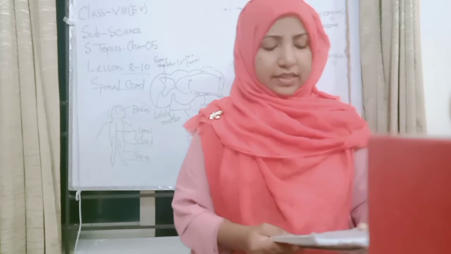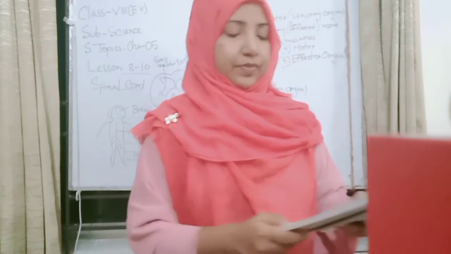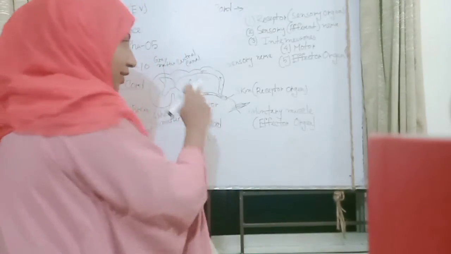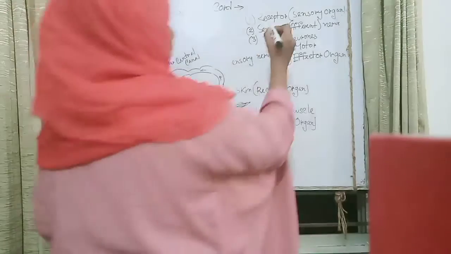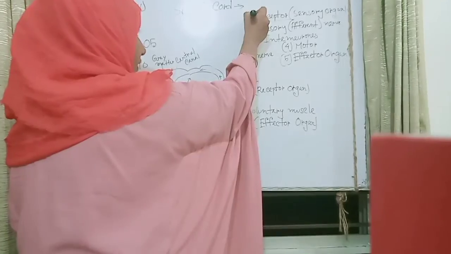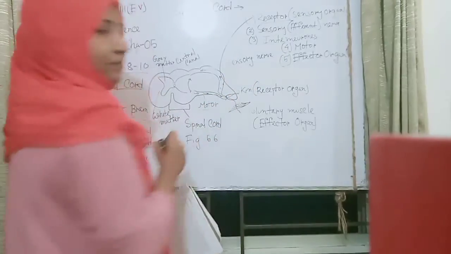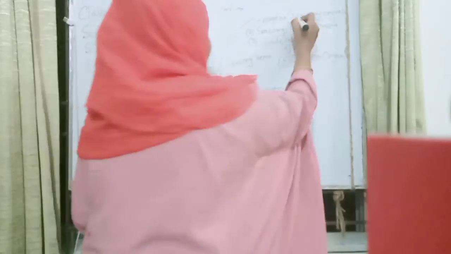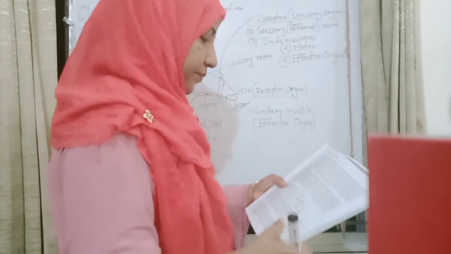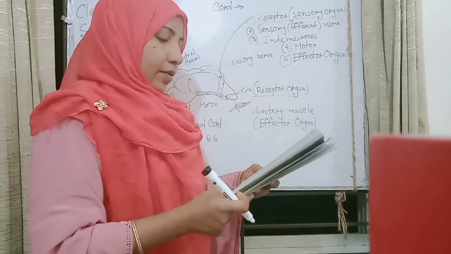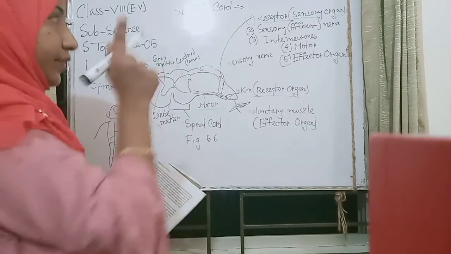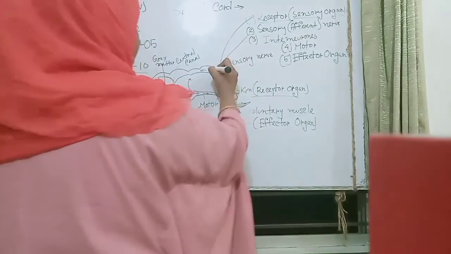A reflex arc has the following constituents. First, receptor. My dear students, please everyone see the board. The first structure I have drawn is the receptor or the sensory organ. Here the sensory organ is the skin. The receptor organ, the first structure, is the skin. The second structure is the sensory or afferent nerve.